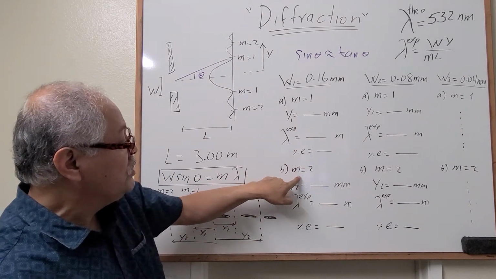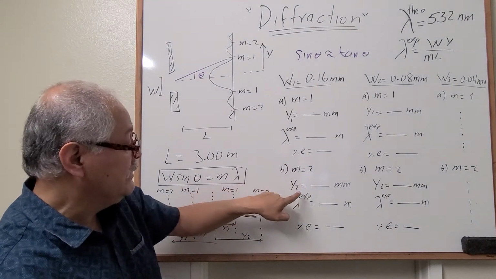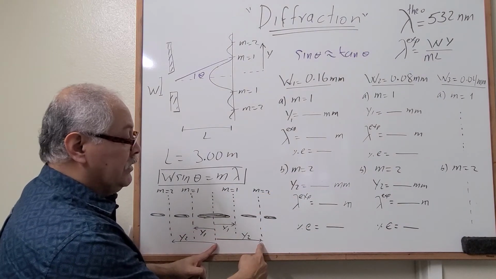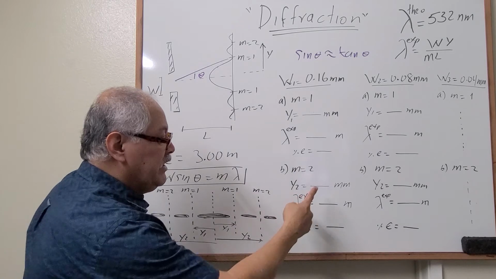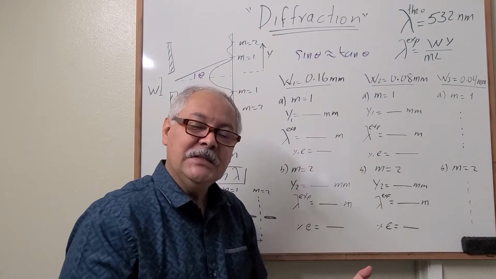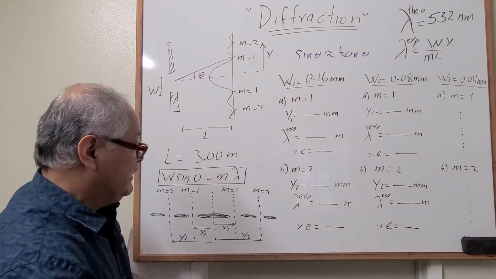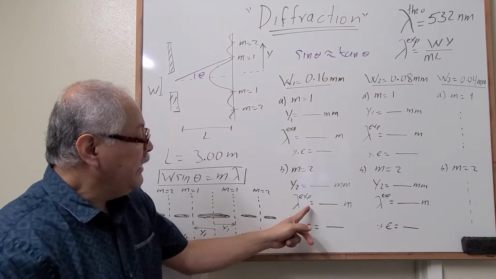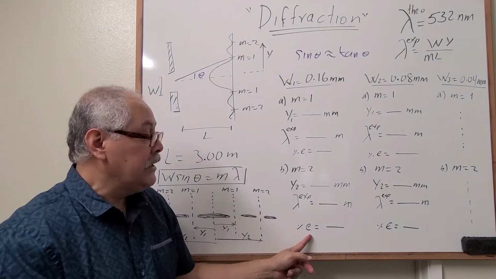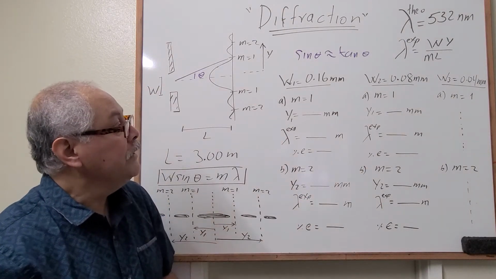Part B, now go to M equals 2, correct? The same thing. Find the distance from the center to the second dark fringe, in millimeters. Later you have to convert it to meters. Remember, everything's gonna be in meters. It's easier. Perfect. And then find the experimental value, and finally the percent error for part B, right?